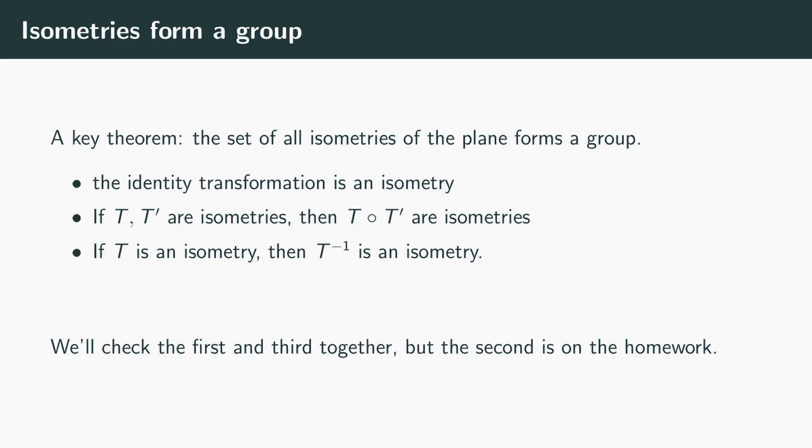To do this, so this is the set of all isometries. They're all examples of transformations, so this makes sense. And in order to show this, we need to check the three properties that we had on the previous slide. We need the identity transformation to be an isometry. We need that if T and T prime are isometries, then the composition T composed with T prime is also an isometry. And finally, we need to show that if T is an isometry, then T inverse is an isometry.